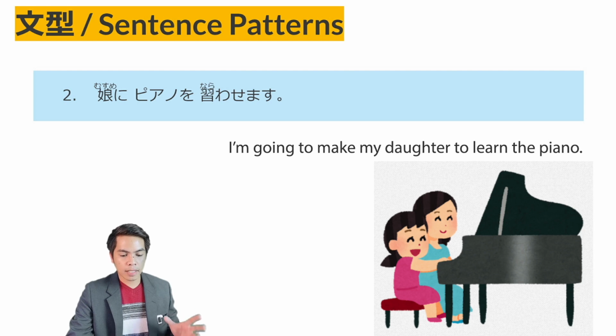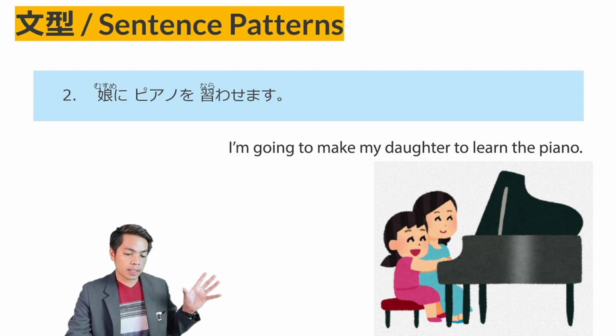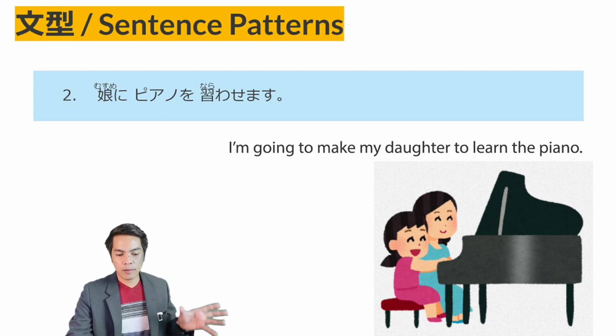Musume ni piano o narawasemasu. The verb used in the sentence is naraimasu, to learn. So, narawasemasu is a group 1 verb. So, the musume, the person, is marked with the particle ni, because the verb narawasemasu is a transitive verb. And we have the object, piano. Piano o narawasemasu. It uses the particle o.